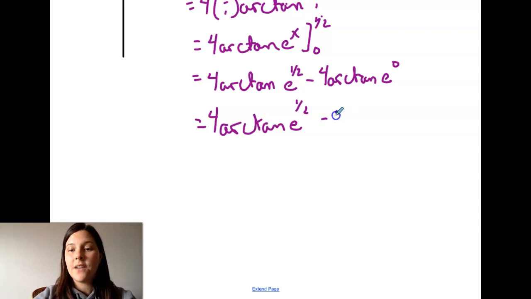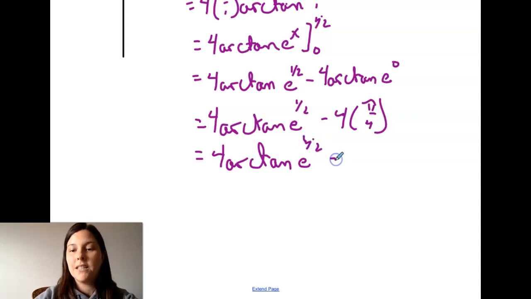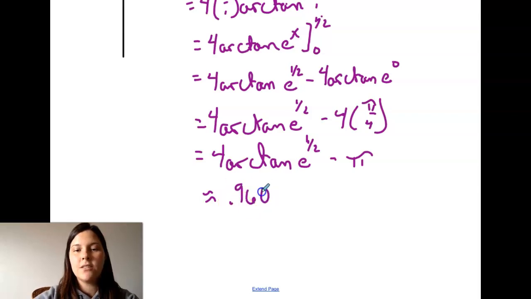We can exactly find the arctan of 1, which angle gives us a tangent value of 1. Hopefully you came up with pi over 4. And then our 4's would cancel, so an exact value would be 4 times the arctan of e to the 1/2 minus pi. Or a decimal approximation would be 0.9608.